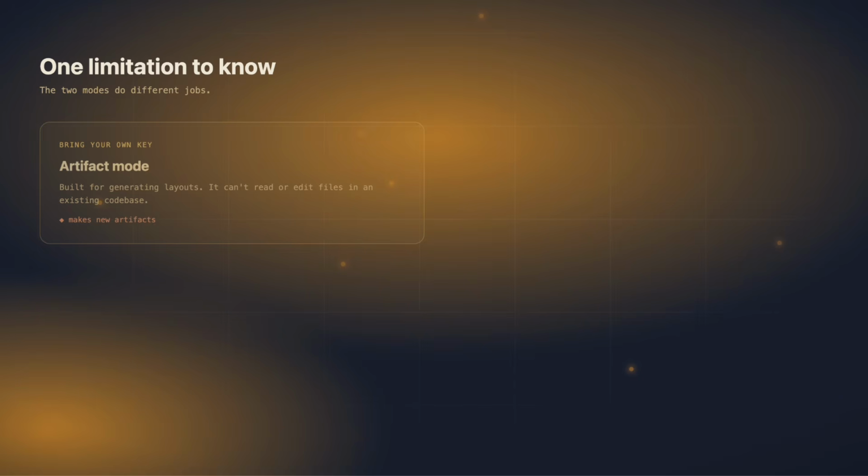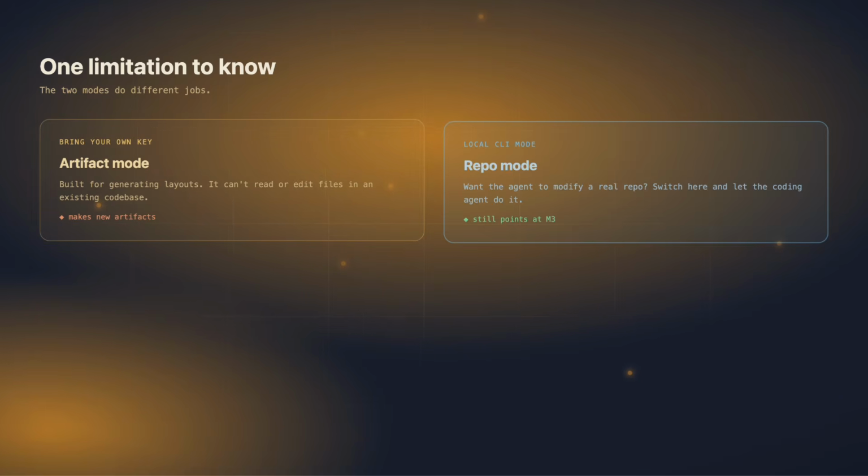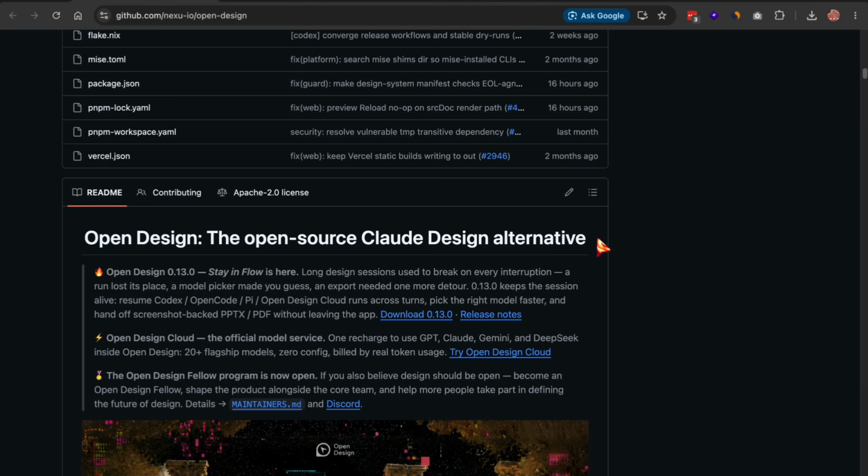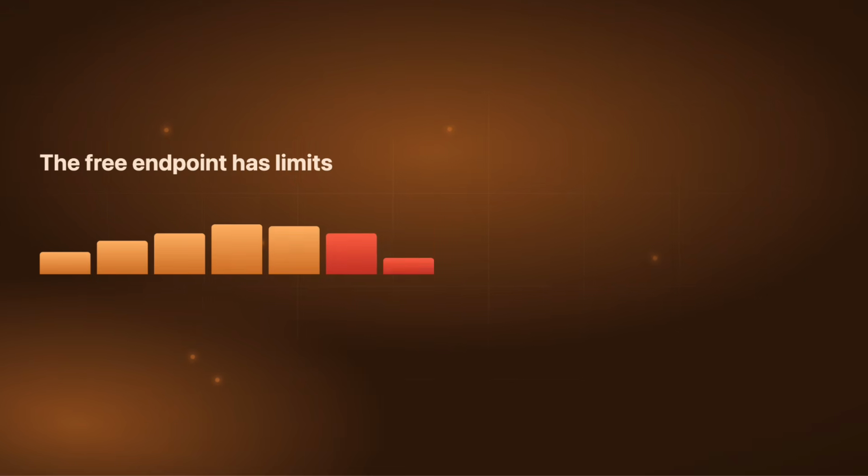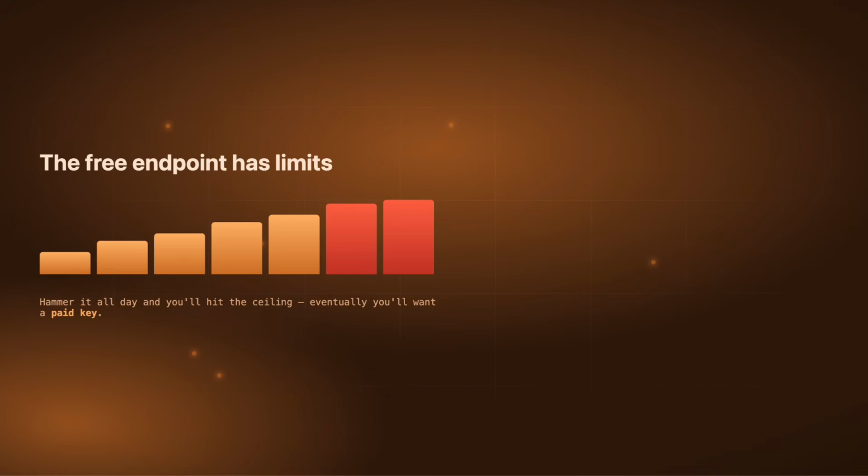One limitation to know about. The direct bring your own key mode is built for generating artifacts. It can't read or edit files in an existing codebase. If you want the agent to modify a real repo, you switch to the local CLI mode and let the coding agent do that part, which you can still point at M3. And the free Nvidia endpoint does have rate limits, so if you're hammering it all day, you'll eventually want a paid key. But for learning this workflow and building real layouts, the free route gets you remarkably far.